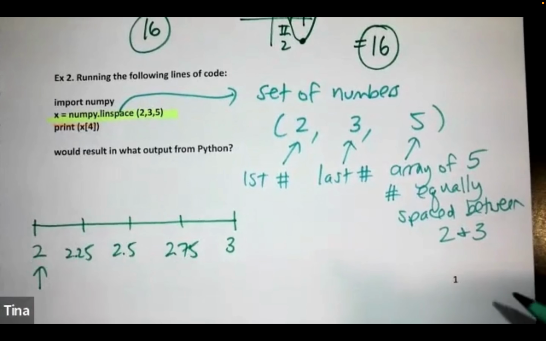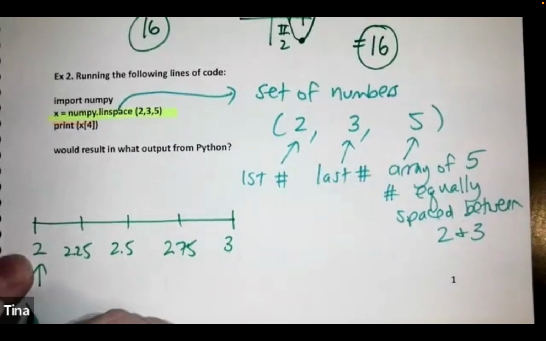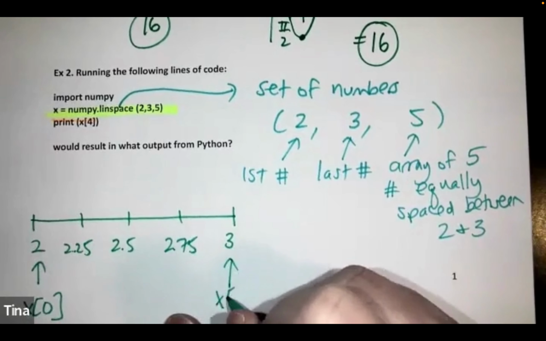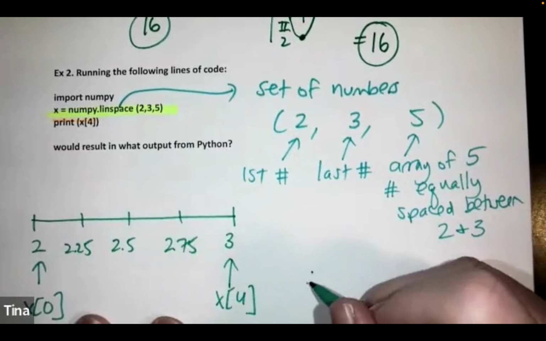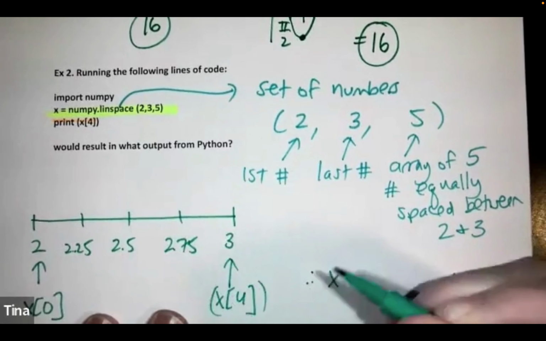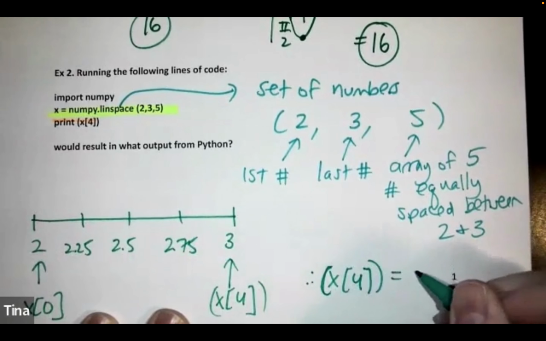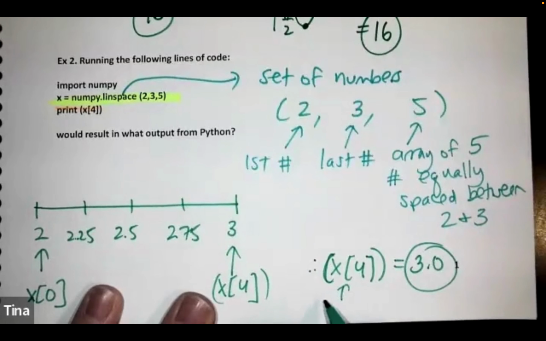So what you have to remember is with coding, it's really obnoxious because the first number, we don't call it x of 1. Unfortunately, they call it x of 0, right? So when you're thinking 5 numbers, but you start at 0, your last one isn't really x of 5, is it? Your last number is x at 4. So they want x of 4, well, that's just going to be 3, right? Because that's our last number. So x of 4 equals 3.0.